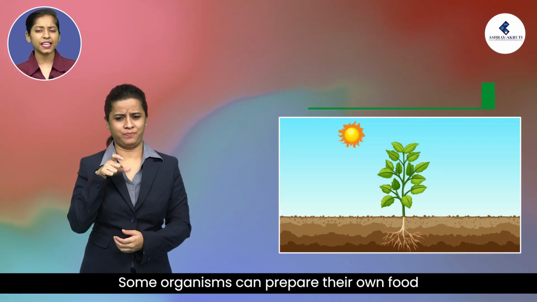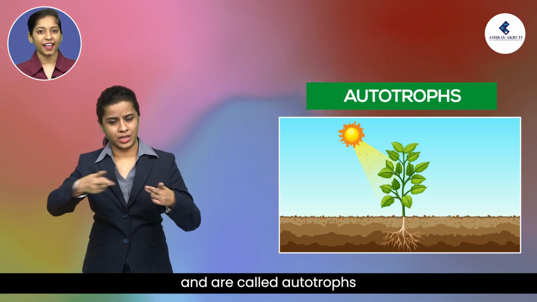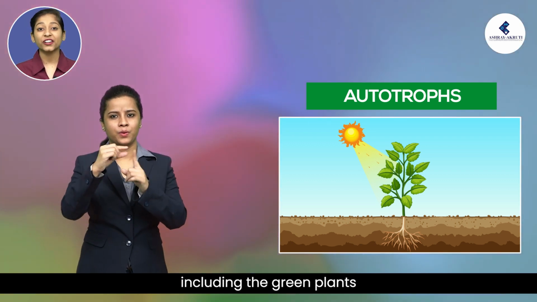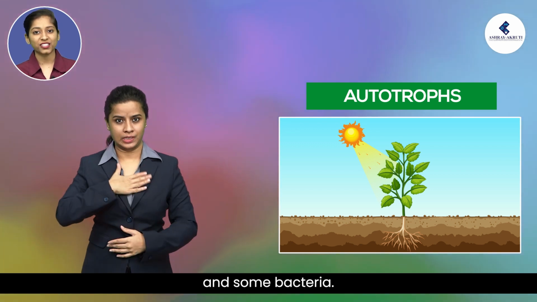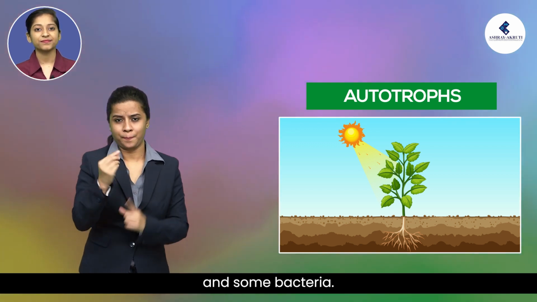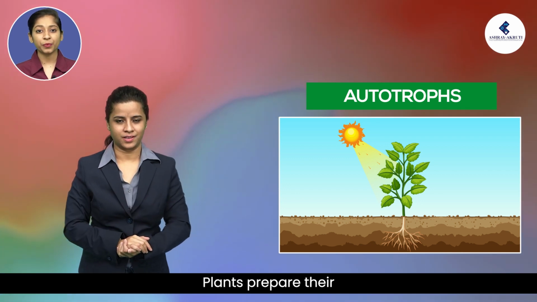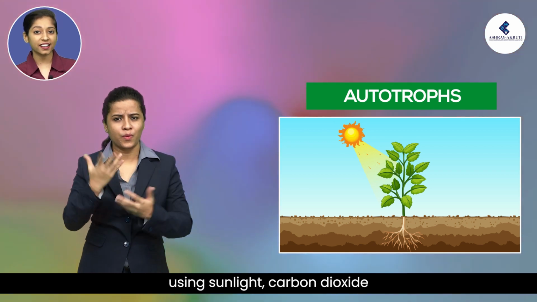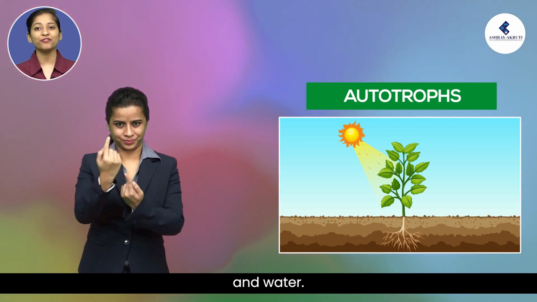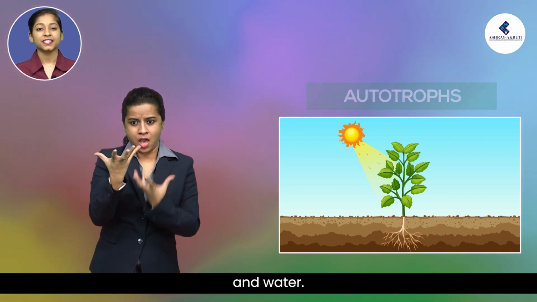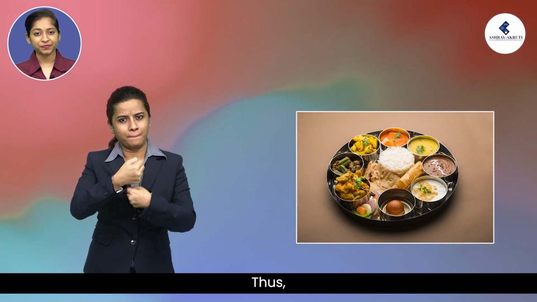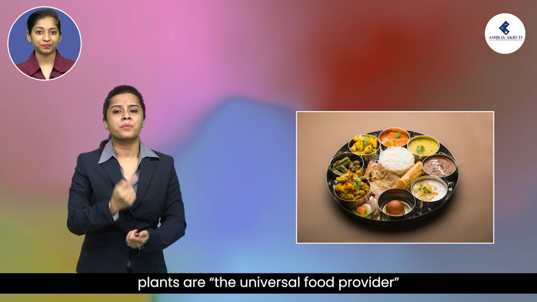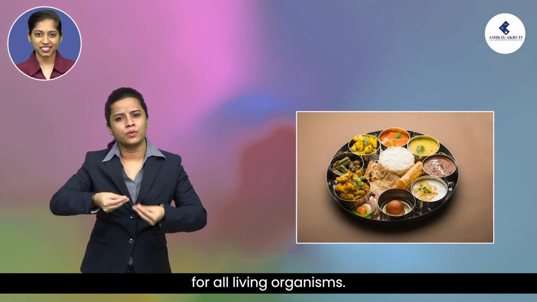Some organisms can prepare their own food and are called autotrophs, including the green plants and some bacteria. Plants prepare their food by photosynthesis using sunlight, carbon dioxide and water. Thus, plants are the universal food provider for all living organisms.